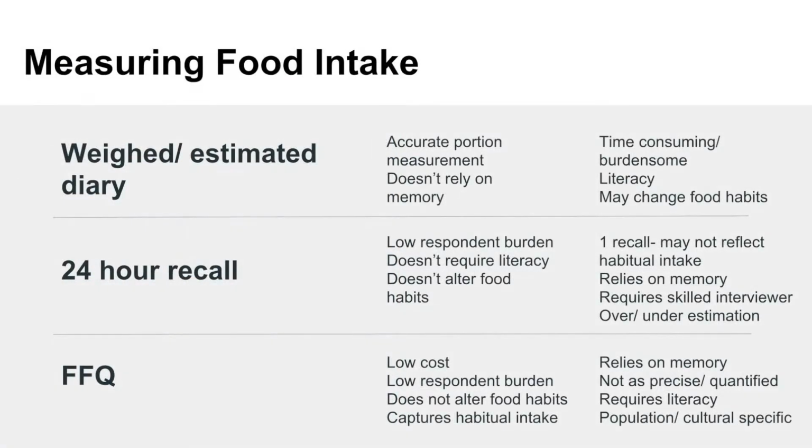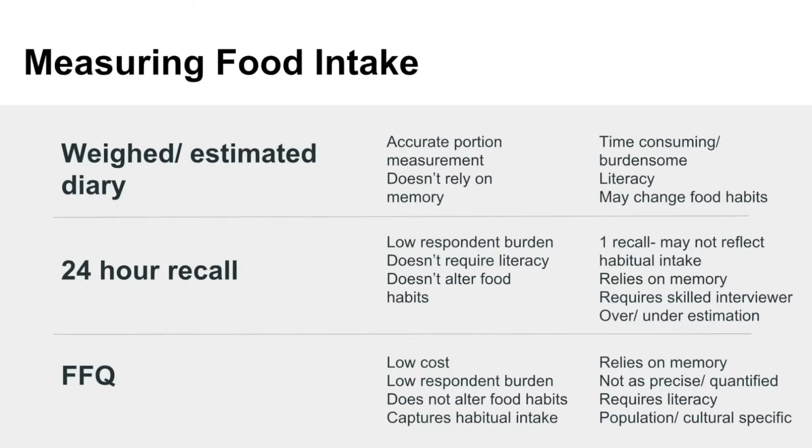So as I mentioned, there are different limitations and pros and cons of these methods, so it's important to take these into consideration before you're looking at your data. So the weighed diary, for example, is carried out over 3 to 7 days and probably gives us the most accurate portion measurement, but it is time-consuming and burdensome for your volunteers to complete, and it may cause your participants to change food habits.